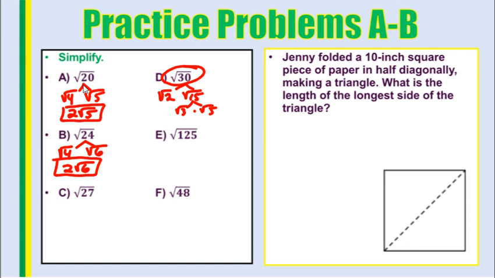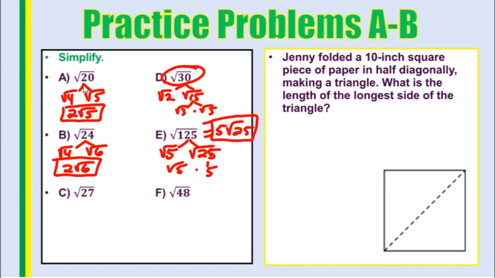Next one, square root of 125. I know that I can break that down with 5 and 25, because 5 times 25 is 125. Square root of 25 is a whole number, or a perfect square, so that's 5. And then I have the square root of 5 left over, so my answer would be 5 times the square root of 5.